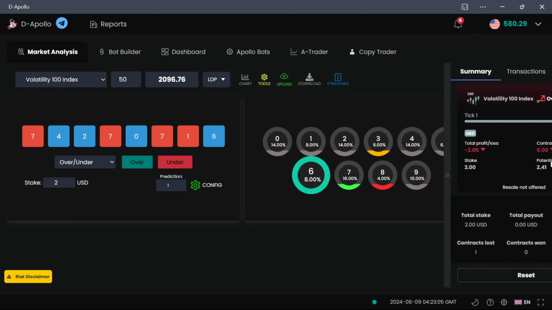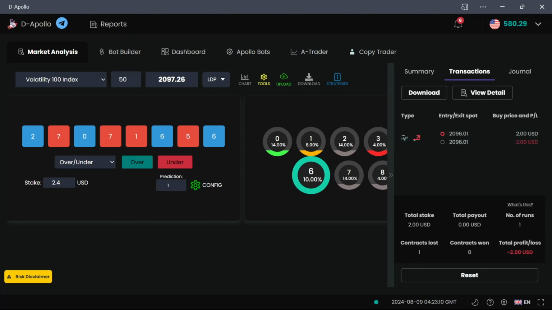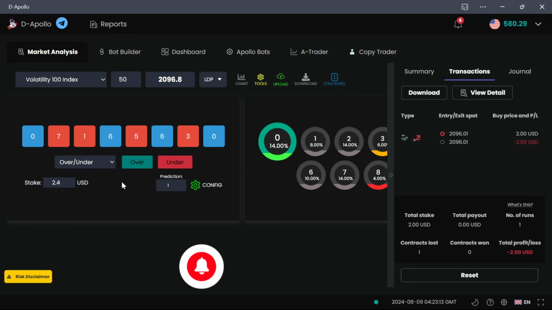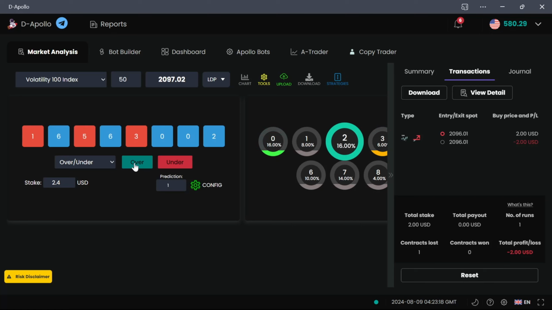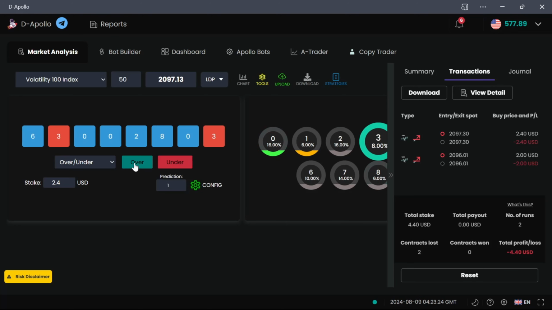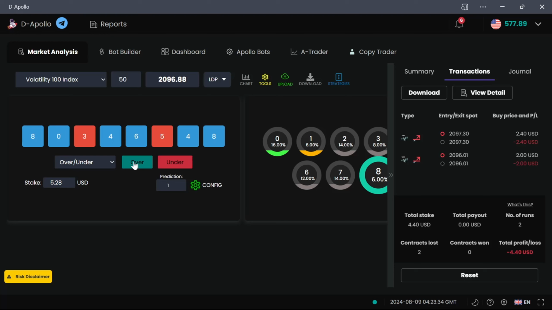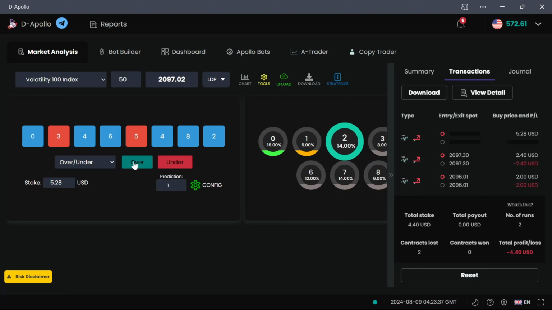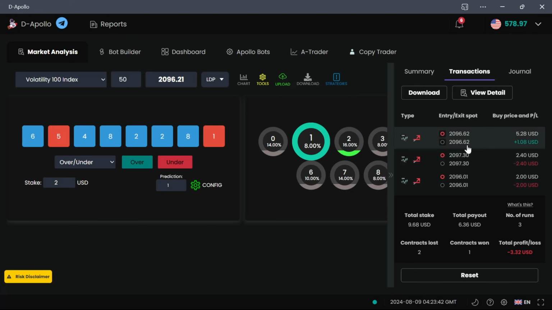Now it has failed, because you can see the last digit here, the exit spot, was one. We bought it here, so it didn't go over one. So if I buy over one with $2 again, you can see it has won. Oh, it has lost again. Okay, let me try again, because I'm trading randomly. If I buy there again, you see now I have won, because the exit spot was two.